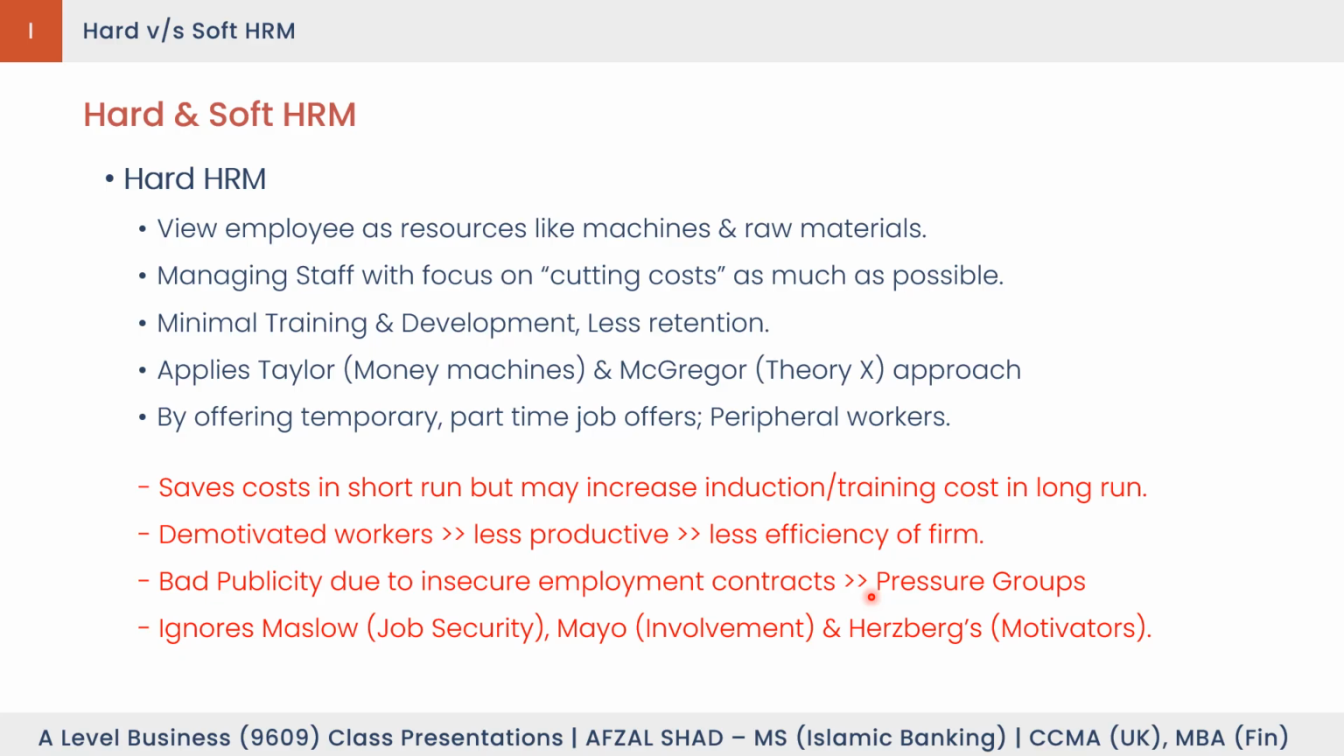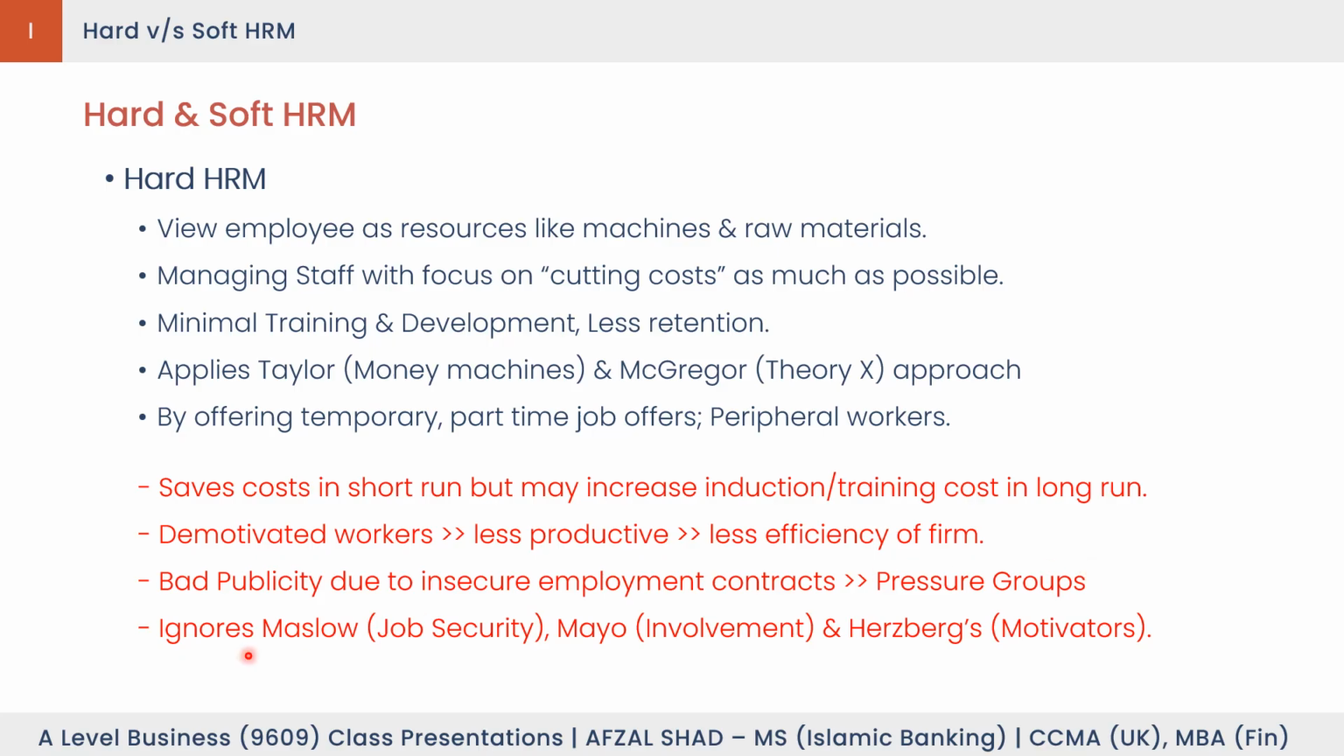And that leads towards pressure groups. Always when there is no security in an organization, pressure groups will form. Employees will join their hands together and will ask the management to give them secure employment contracts, the contracts where at least their job security is achieved, especially the people who are focusing on the second level of Maslow, job safety. Those people will be looking for that.